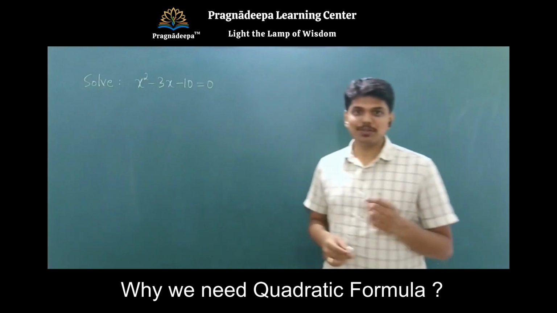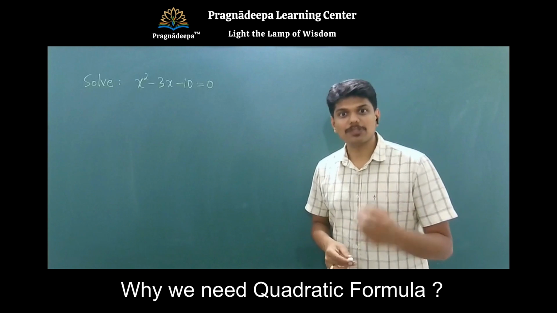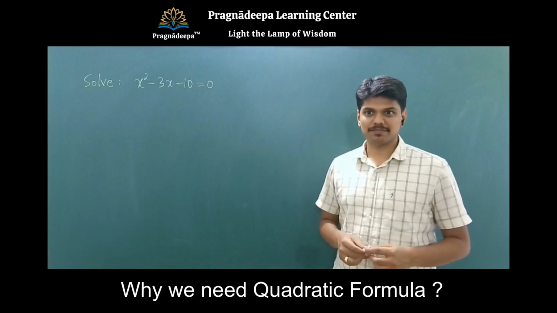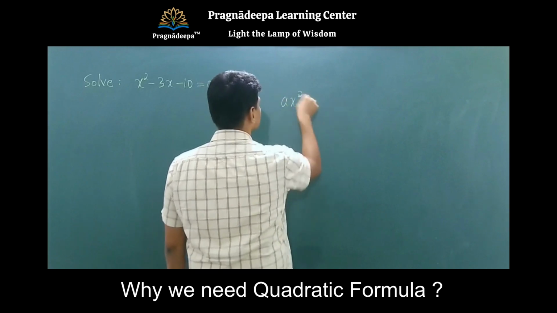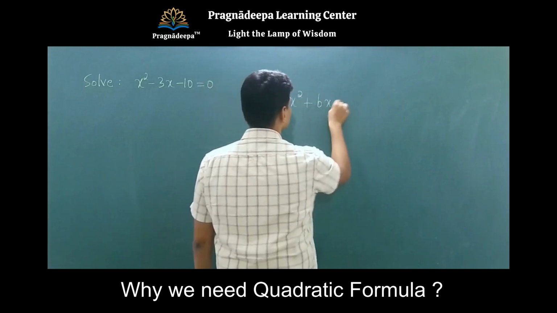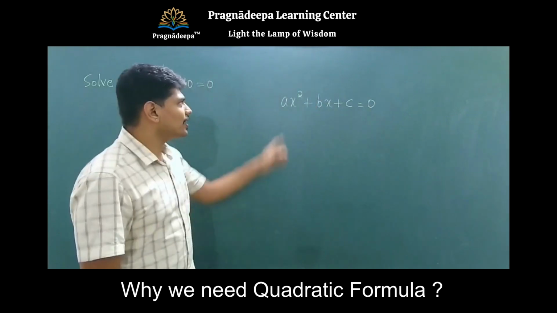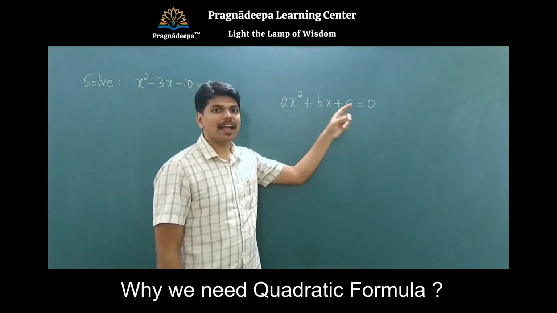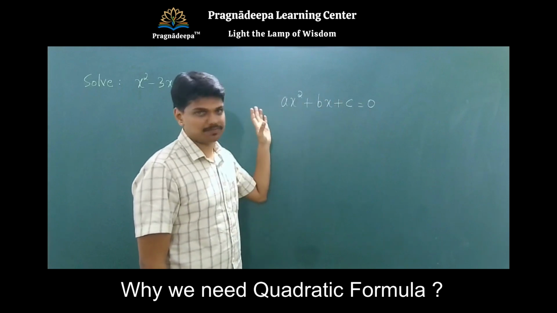So today we will try to understand why we need the formula to solve quadratic equations. Basically, we know quadratic equations have a standard form ax squared plus bx plus c is equal to 0, right? Where a, b, c are any real numbers, but a is a non-zero real number.